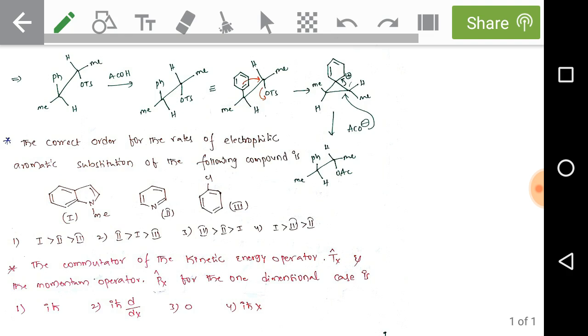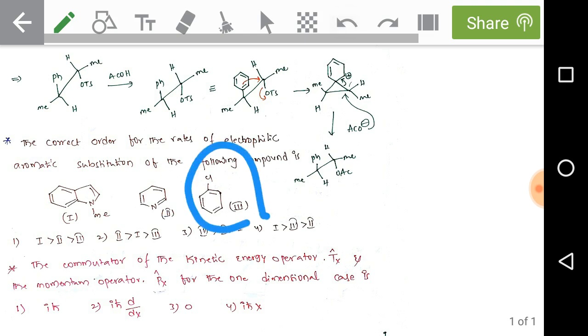If you see the second compound, it has a heteroatom, nitrogen, and nitrogen is more electronegative than carbon. That's why it always wants to drag the electrons of the ring. In that case, there is no extra electron density on the other 5 carbons of the pyridine. That's why electrophilic substitution reactions are less favorable, or the rate of electrophilic substitution is lower on this compound.